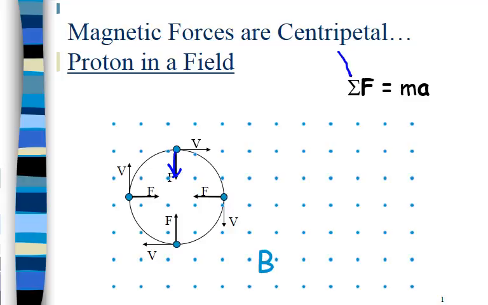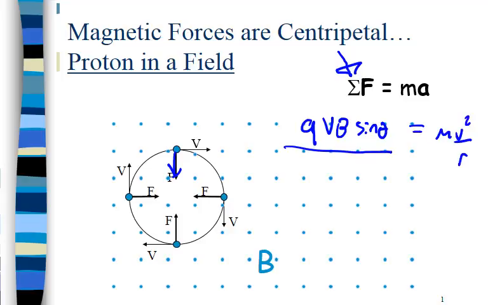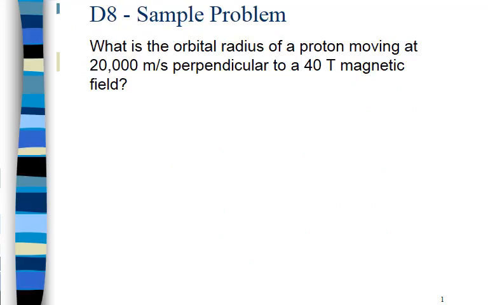And what is actually providing that force, right? Well, that's QVB sine theta. QVB sine theta, that's the magnetic field force providing the centripetal force, right? And then that equals mv squared over r. And we've got that, right? That's the centripetal force, and we can find that.